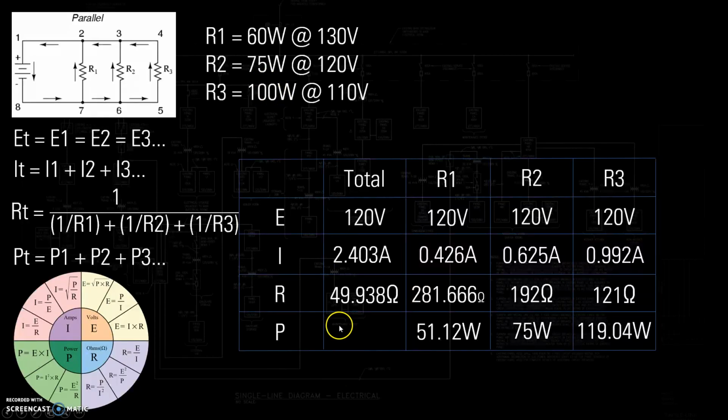So now we could use Ohm's law, but we also have this other set of rules we shouldn't neglect. P total equals P1 plus P2 plus P3. So we can simply go ahead and do that. Of course, that gives us 245.16.